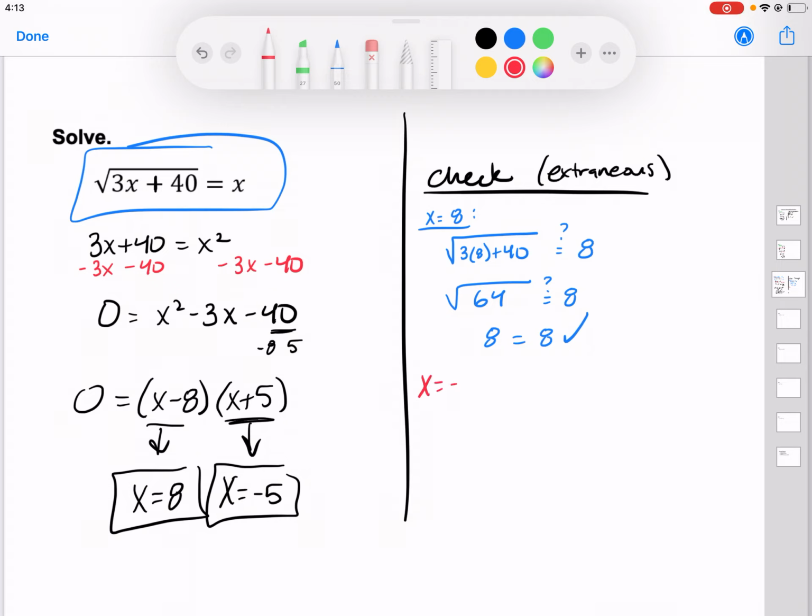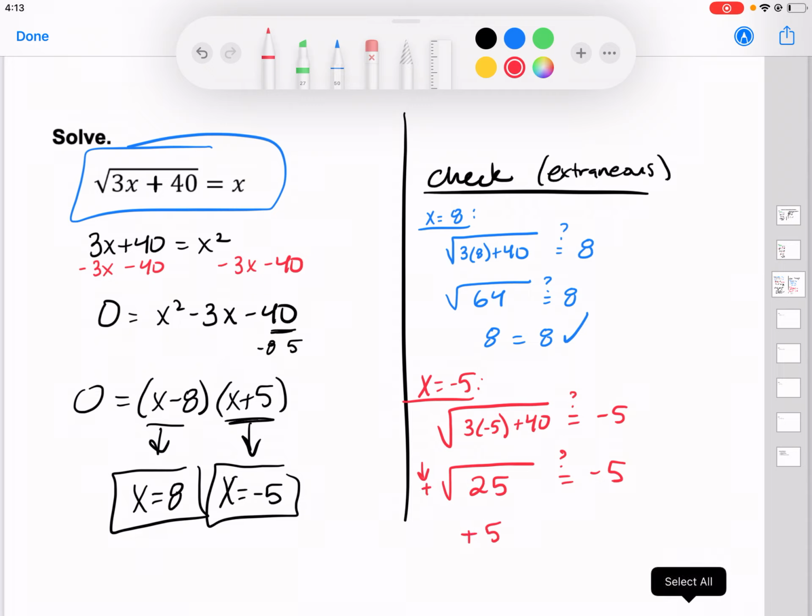So let's try negative 5 now. So I'm trying to see 3 times negative 5 plus 40. Does that actually equal negative 5? 3 times negative 5 is negative 15 plus 40 is 25. Now this might seem weird because usually when we see square roots we always say there's a positive and negative. If the square root was already there though, it's already implied it's positive. So our answer should be positive 5. But we said it was supposed to equal negative 5, which is false, which means negative 5 is actually extraneous.